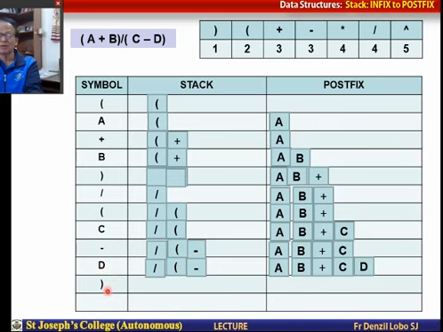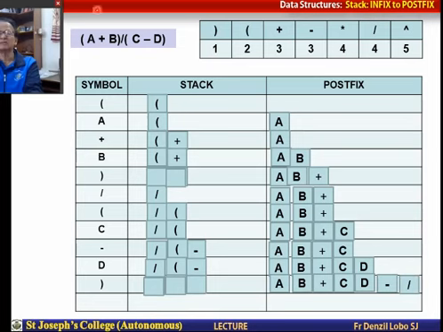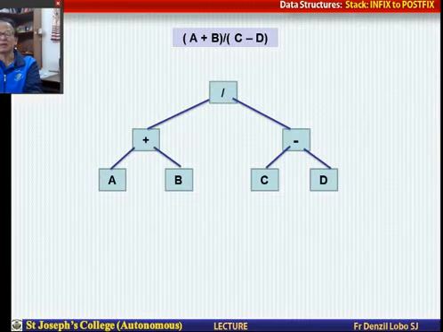Then I come to the right parenthesis. I pop till I come to the left parenthesis. So we pop this. Then we ignore the parenthesis. Then we have come to the end of the infix expression. Therefore, you pop out whatever is there on the stack. Therefore, this becomes the postfix expression of this infix notation. One example: the stack is empty.